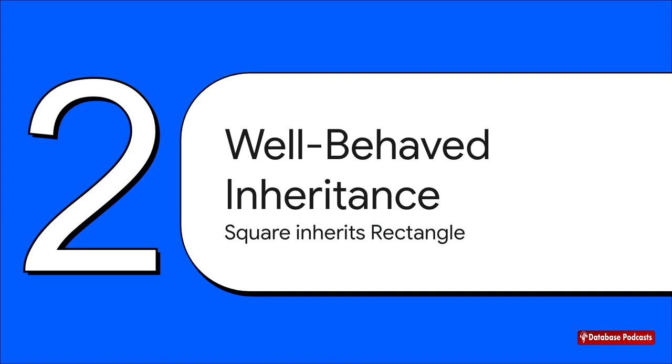Okay, this one seems so logical, doesn't it? I mean, in geometry, a square is a rectangle. It just has a special rule about its sides. So making it inherit seems like the most obvious thing in the world. But this is where we can get into some really subtle, really nasty bugs.